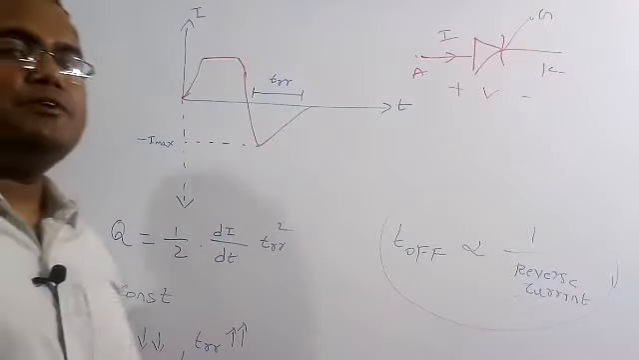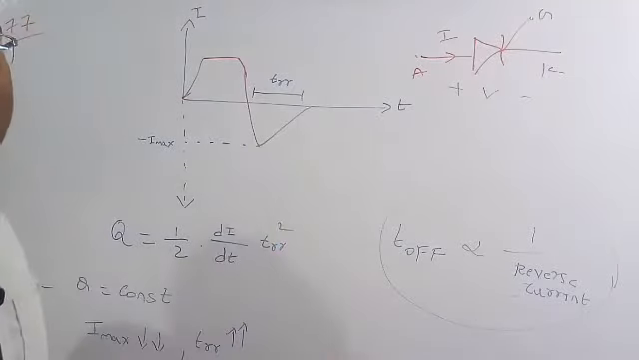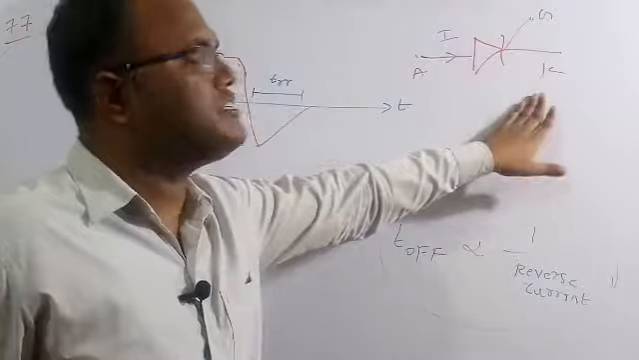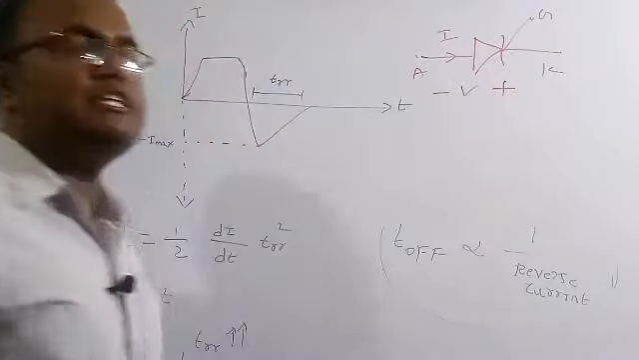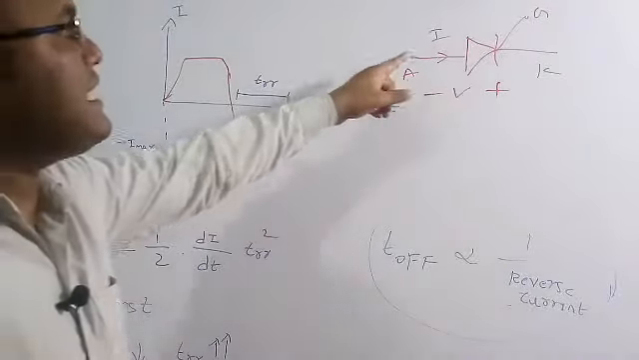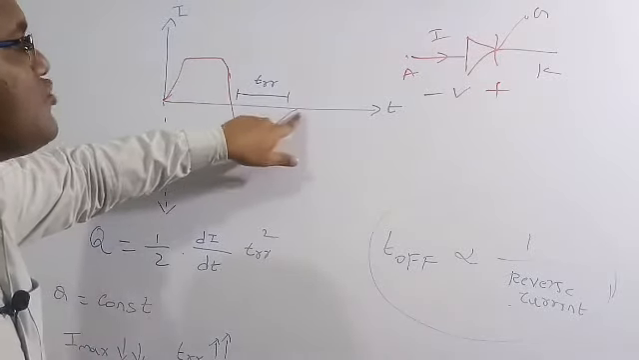Now I am going to turn off this device. So I am going to reverse this voltage, so this is negative and this is positive. With this voltage, I am going to make this device reverse biased, but the current has to decay. So this current has to decay in this manner and finally it has to come to zero.